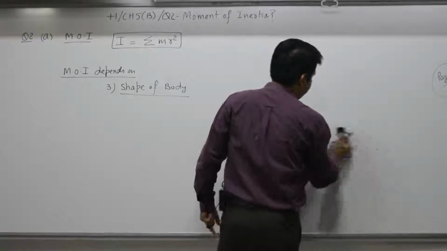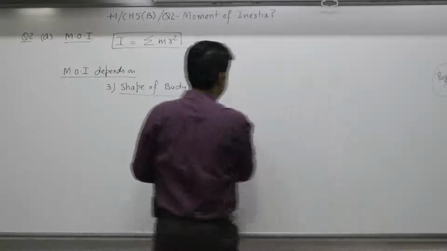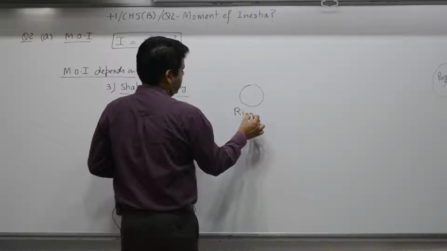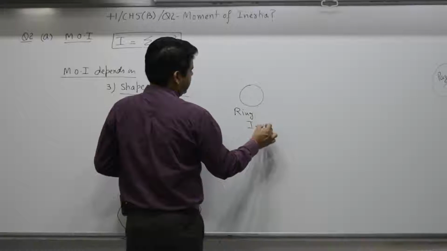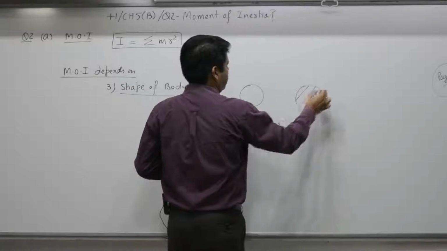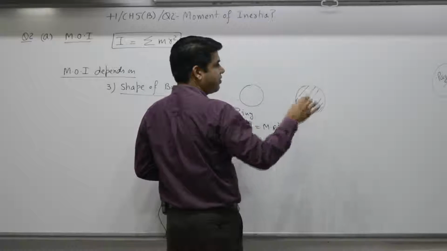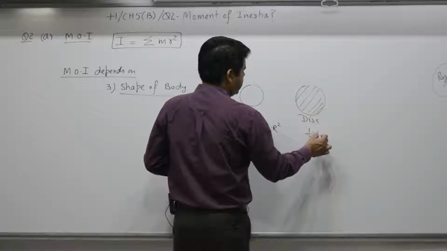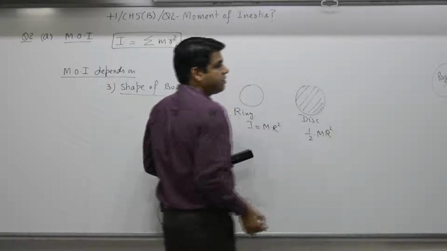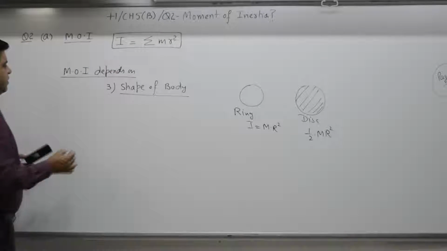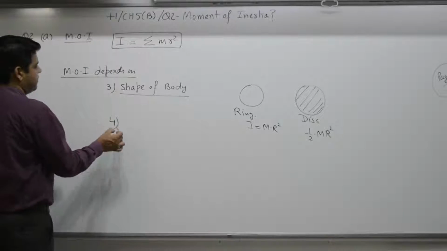Ring. For a ring, moment of inertia I is equal to m r square. For a disc, we will prove in question number 3, 4, 5, moment of inertia is 1 by 2 m r square. For a sphere, it is 2 by 5 m r square. For different bodies, shapes, it is different.